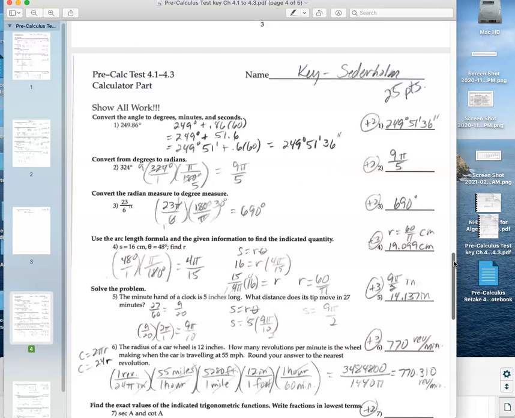All right, number 3, convert the radian measure to degree measure. 23 pi over 6. With this one we've got our 23 pi over 6, but we have to multiply it by the reciprocal of what we used in number 2, which is 180 degrees over pi.